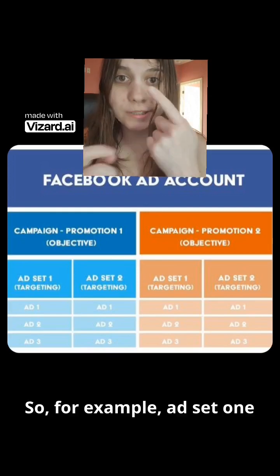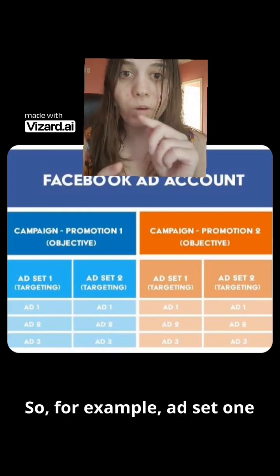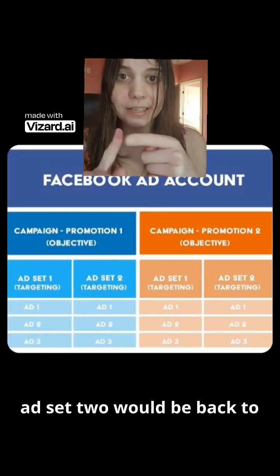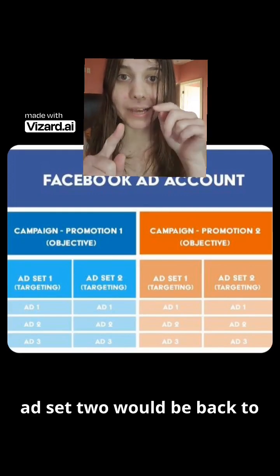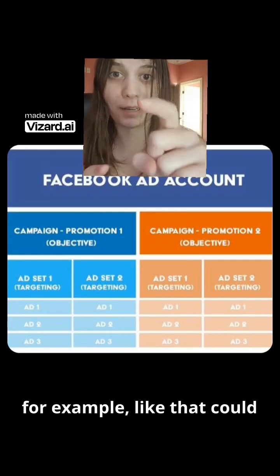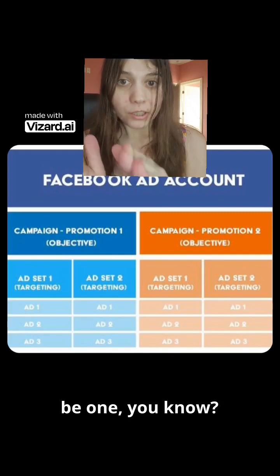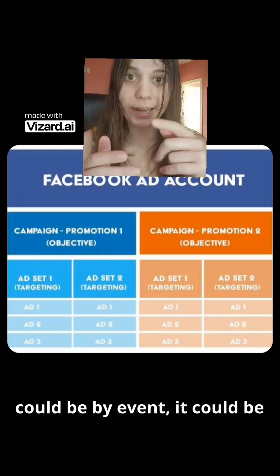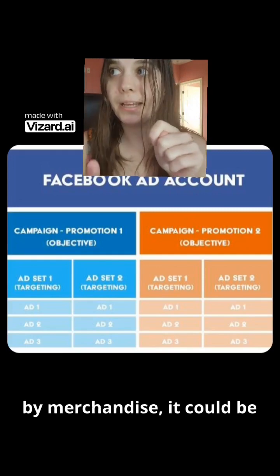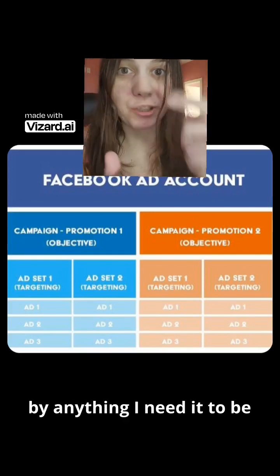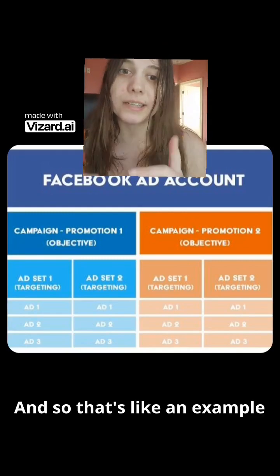So, for example, ad set 1 would be to my landing page. Ad set 2 would be back to abandoned cart, add to cart, for example. Like that could be one. And then the campaign could be by event. It could be by merchandise. It could be by anything I need it to be by. And so that's like an example.